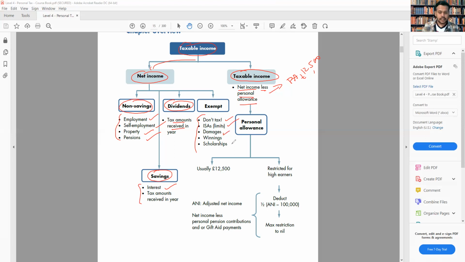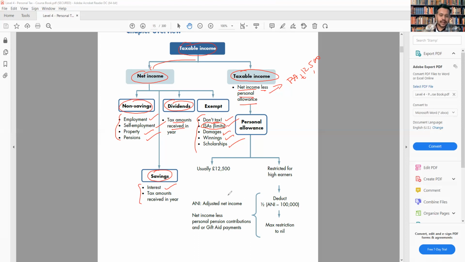Damages, winning, or scholarship. So this sort of thing is exempted, but it will hardly be tested in the exam. The only one thing you're going to see in the exam is the ISA, individual savings income. So this one will be in the exam. You need to make sure you know how to calculate all of this.